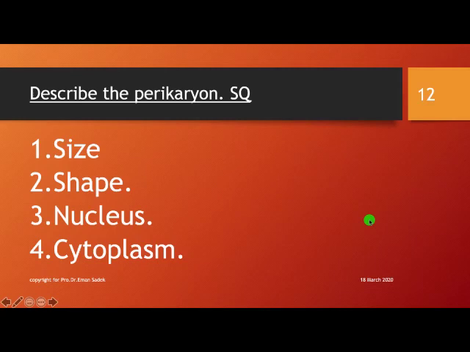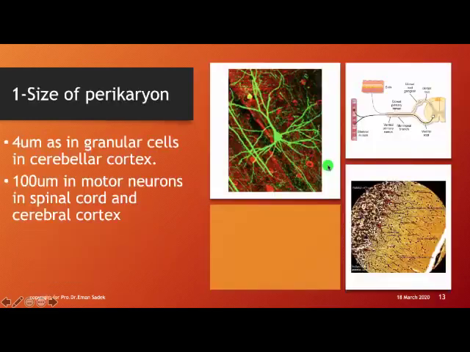What is the description of the perikaryon alone? It's also a short question, very important. We have to comment on 4 points: the size, shape, nucleus and cytoplasm. Let's start with the size. The size is very variable, from very small to very large. The 4 micrometer is the size of the granular cells. Here are the granular cells, these cells here, dark spots here in the cerebellum.